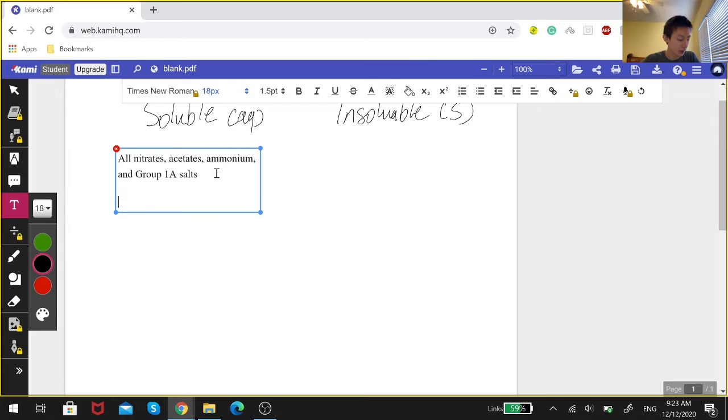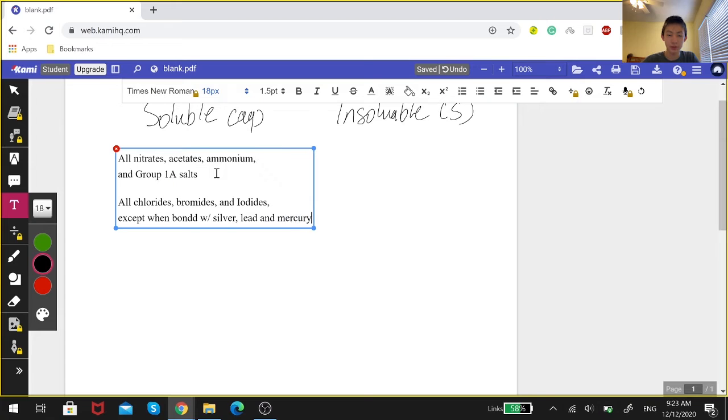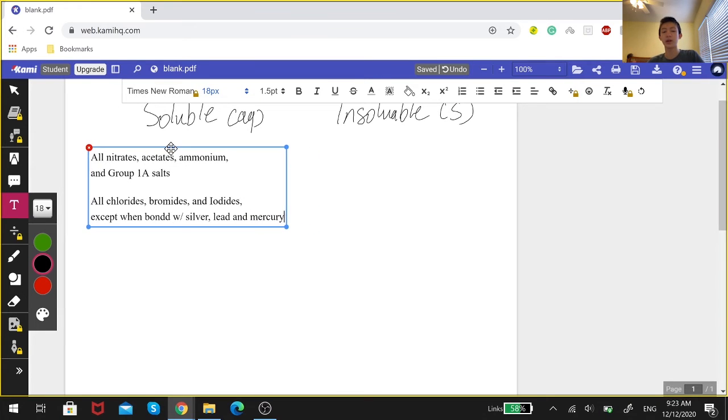Now our second one is that all chlorides, bromides, and iodides are aqueous except when they're bonded with silver, lead, and mercury. Alright, all chlorides, bromides, and iodides will be soluble except when they're bonded with silver, lead, and mercury 1. And in those cases, it will be insoluble.